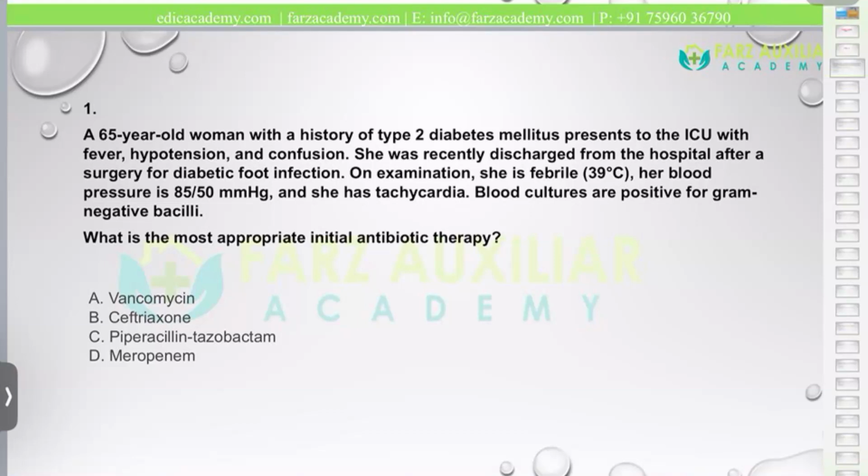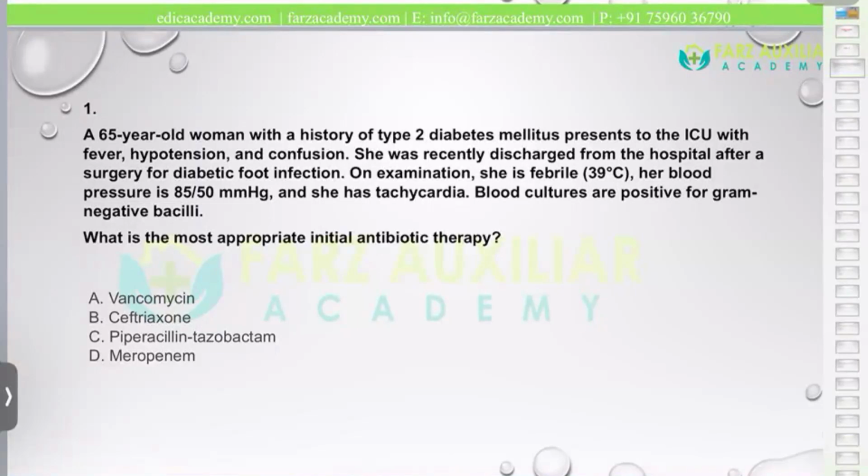Yeah, that's good. Okay, so we will take another round now in the septic ICU. Okay, so let's begin. A 65-year-old woman with a bad history. She's diabetic. She has come to you in ICU with fever, hypotension, and confusion.